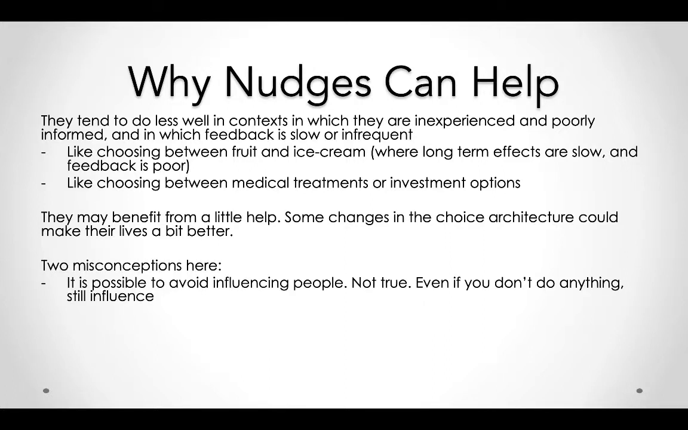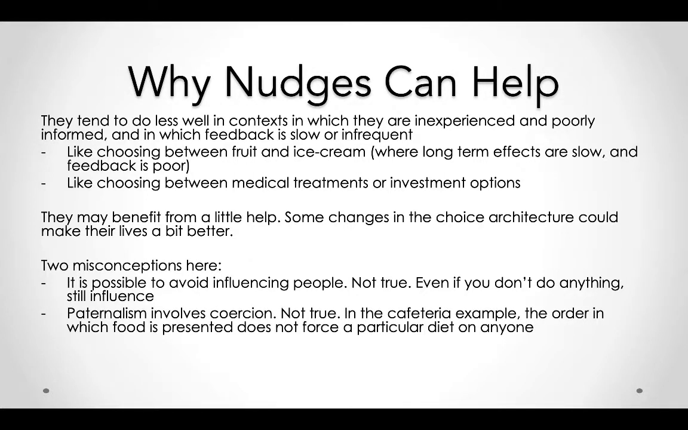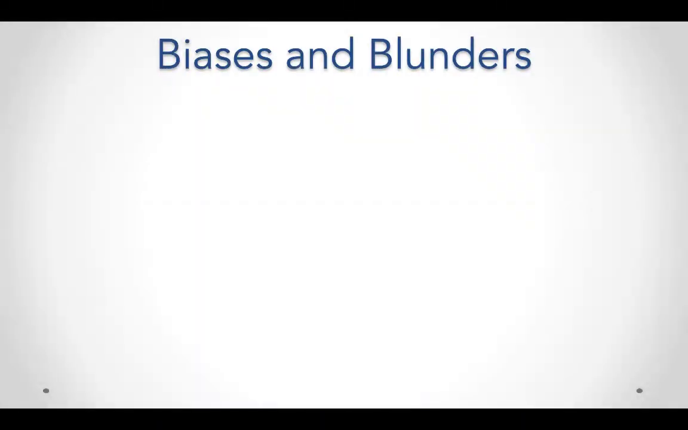All right, so two misconceptions. It is possible to avoid influencing people. Nope, not true. Even if you don't do anything, that is still a response, still a choice, still a response that influences the people around you. Paternalism involves coercion. Not true. In the cafeteria example, the order in which food was presented does not force a particular diet on anyone. Just because you nudge people, it doesn't mean you're forcing them. So that's the causality effect here.